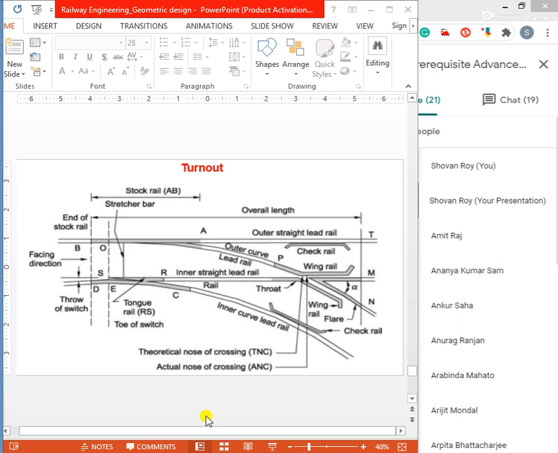So some important terms, again I am repeating: tongue rail, stock rail, wing rail, check rail, and the facing direction and the trailing direction. When the train comes in this direction, it is called facing direction. When the train comes from this direction or from this direction, it is called trailing direction. When the train comes from the right direction.